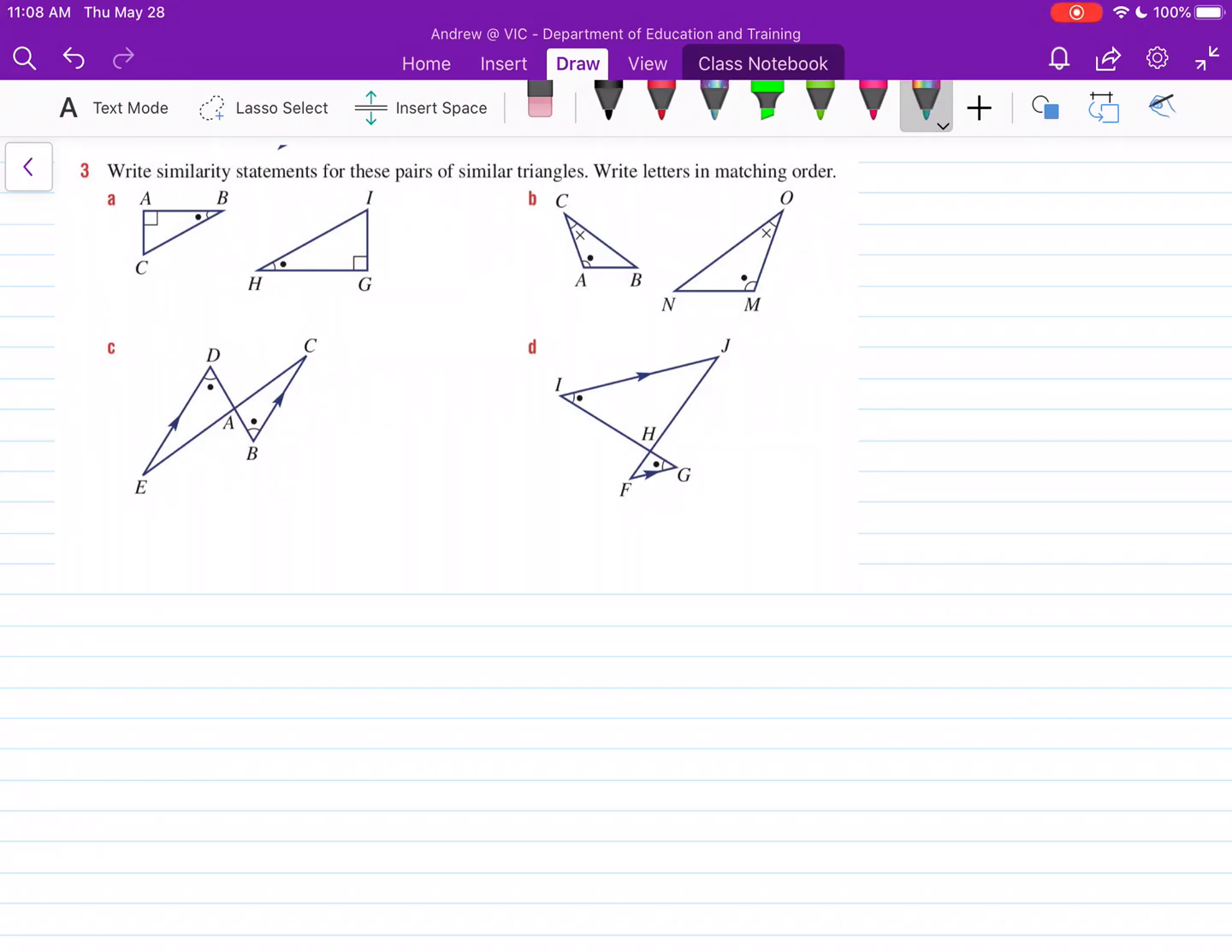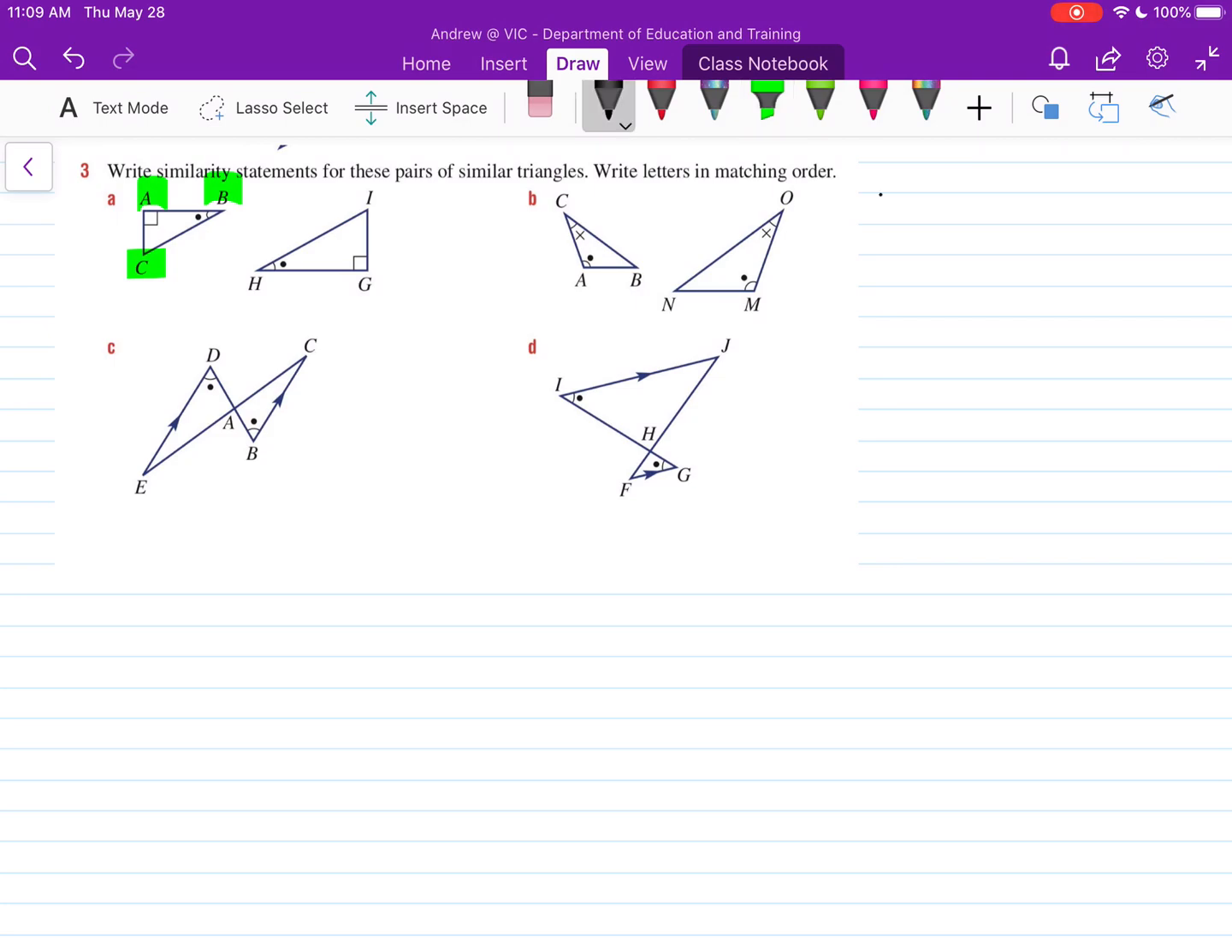G'day, so in this video we're just going to be looking at writing similarity statements for triangles. So first, all we need to do is essentially match up our angles which correspond to both triangles. So in all of these, they're said to be similar, so we just need to figure out which order we write these in. So first, I'm going to look at A, B and C.